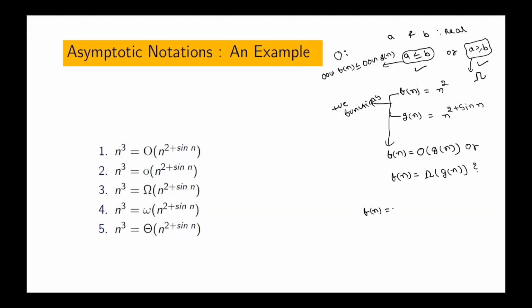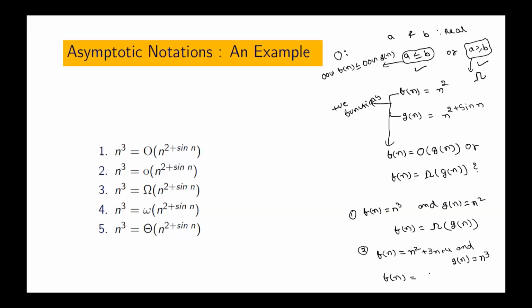For example, if I take f of n as n cube and g of n as n square, what can we write? We can write f of n as big omega of g of n in this case. For example, if f of n is n square plus 3n plus 4 and g of n is n cube, then we can write f of n is big O of g of n. That means any two functions given like this satisfy the condition. But whatever two examples we have taken, is it satisfying the condition or not?